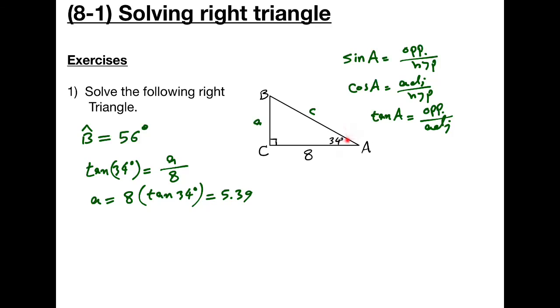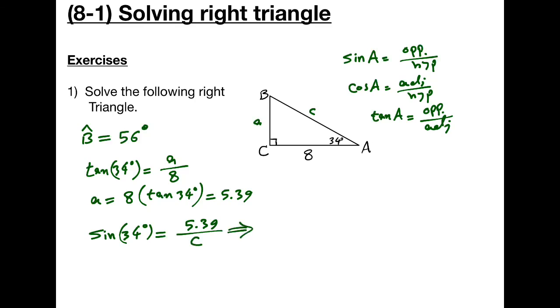So which one can I use here? Well, actually, in this case, I can use either sine A or cosine A, because I have these two sides, so it doesn't matter which one to choose. I'm going to go with sine A. So sine of angle A, sine 34 degrees equals opposite divided by hypotenuse. Opposite in this case is a, which is 5.39, divided by hypotenuse, which is c.